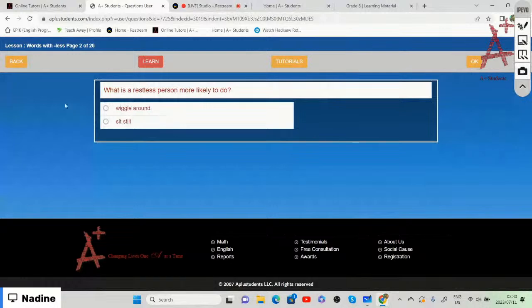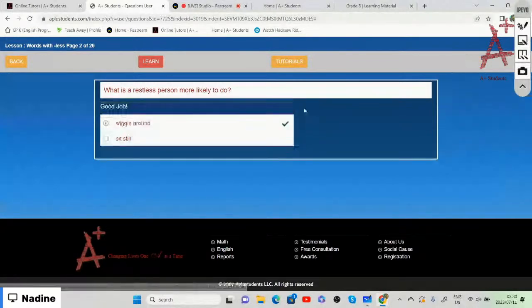What is a restless person more likely to do? Is it to wiggle around or to sit still? A restless person cannot sit still. They constantly want to wiggle around.